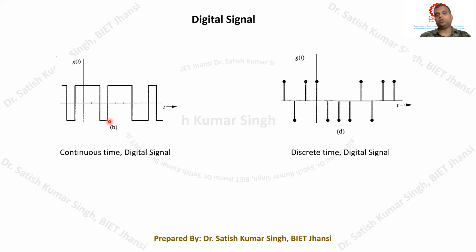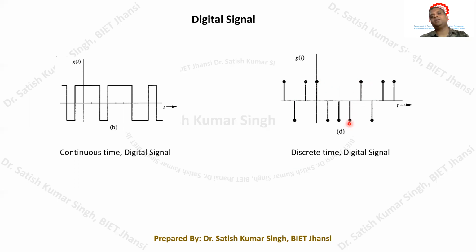Basically, it is just having two levels in this case, and therefore we say that it is a digital signal. Remember, any signal which takes only a finite set of amplitudes, it is not necessary that it is two only, it can be three, four, five, or anything finite, can be classified as a digital signal. Similarly, here it is a discrete time digital signal, in which you can see that the amplitude of g(t) is constant, taking a certain value and then another value, just two different levels.